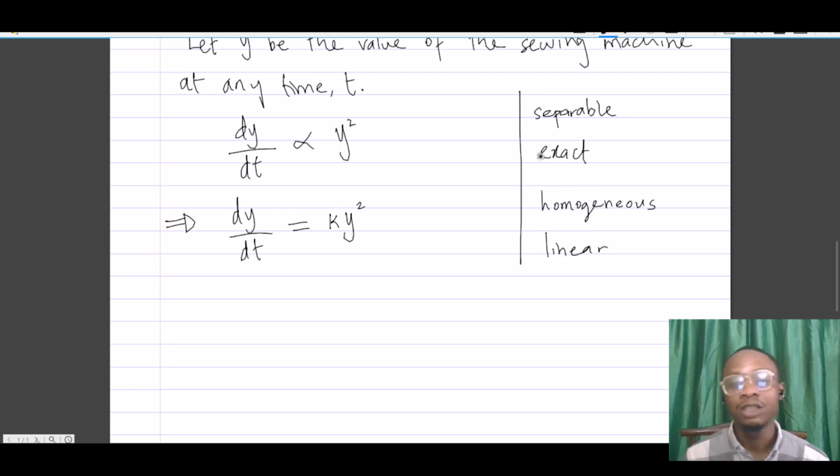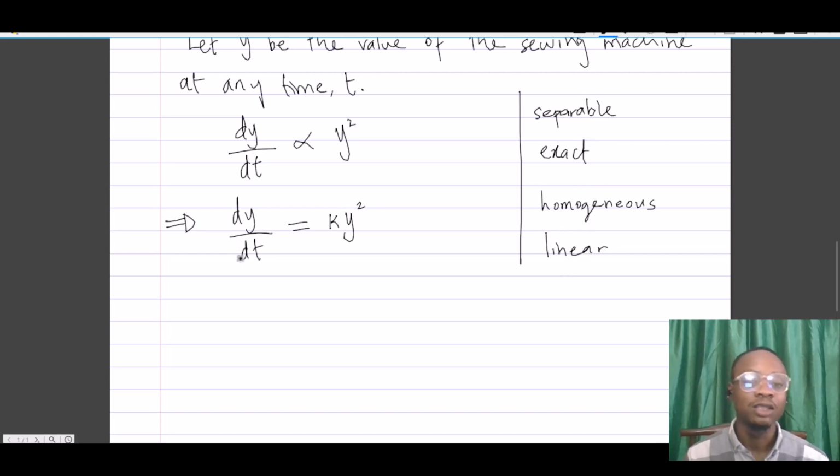And if it is none of these, it could be an inexact differential equation that could be made exact. It could be a non-homogeneous equation that could be made homogeneous. It could be a non-linear equation that could be made linear. So we check for all of those conditions also. But this is the order of simplicity. So this is the simplest to deal with, followed by exact, followed by homogeneous, and so on.